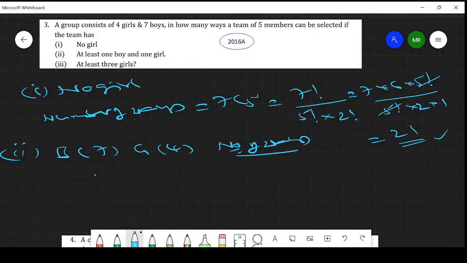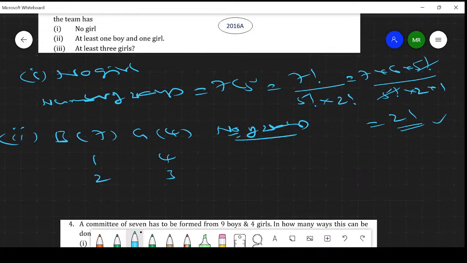The number of ways. They're talking about at least 1 boy and 1 girl. If we take 1 boy here, the team should have 5 members, so I can take all 4 girls. And if I take 2 members here, it will be 3. But at least 1 boy and 1 girl. If I take 1, 4, 2, 3: if I have taken 3 here it will be 2, and 4 here means it will be 1, because minimum 1 boy and 1 girl. You should consider it like this. So this is the case.